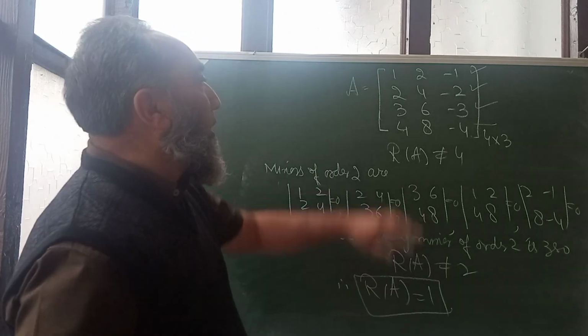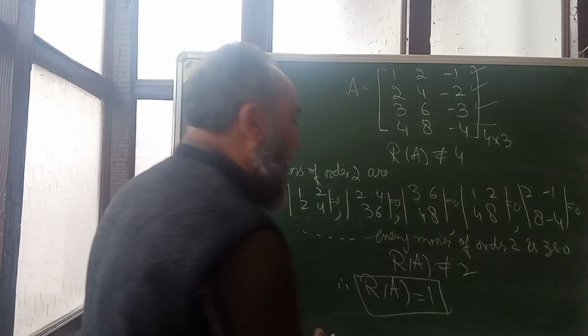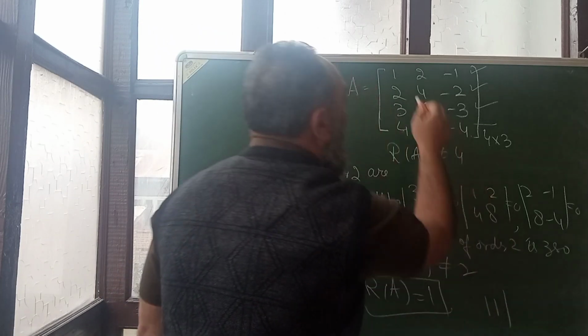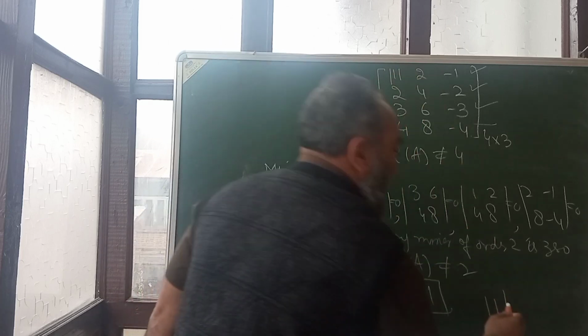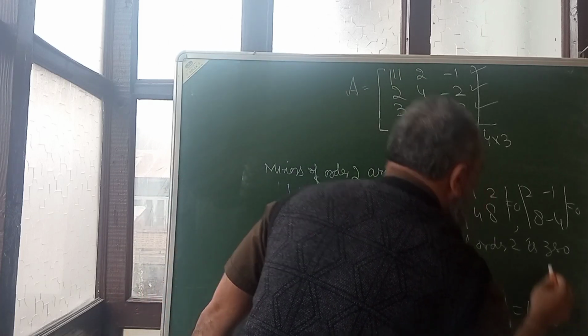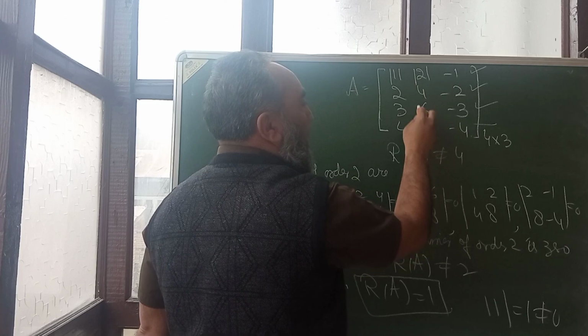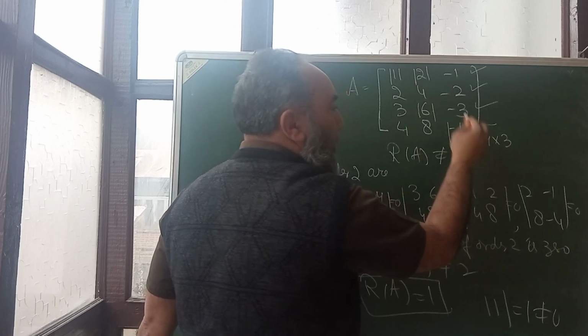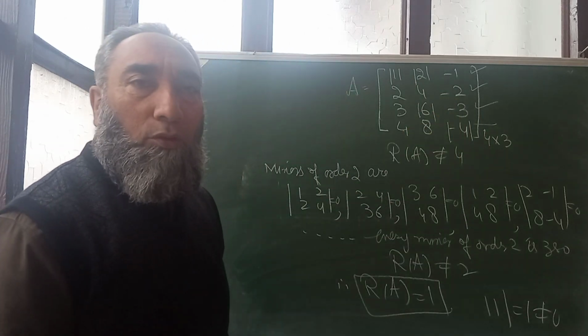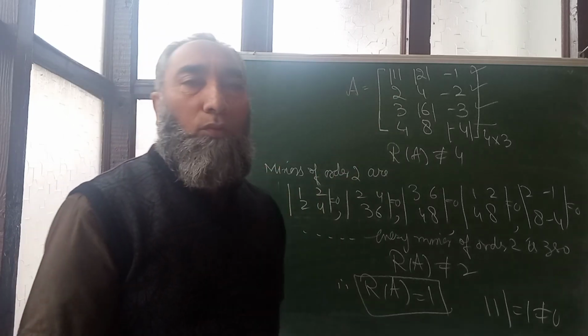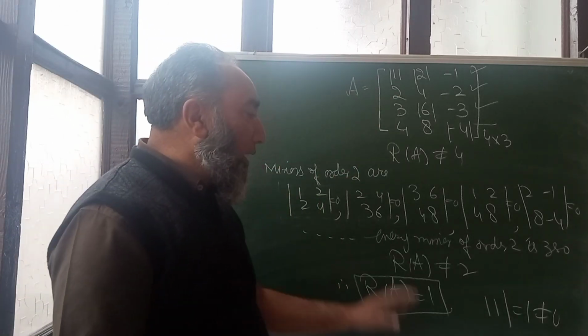Why 1? Because there is at least one minor of order 1. Determinant of 1, which is 1, is not equal to 0. There is determinant of 2 also. Determinant of 6 also. Determinant of minus 4 also, which is not equal to 0. But there is no minor of order 2 which is not equal to 0. So rank is equal to 1.